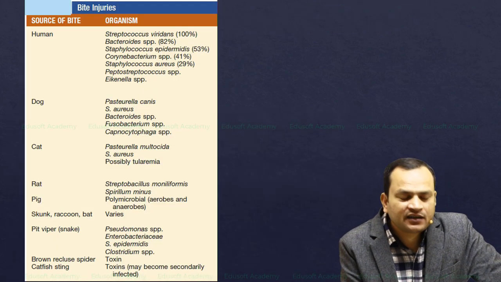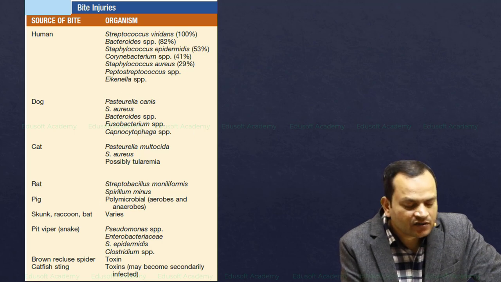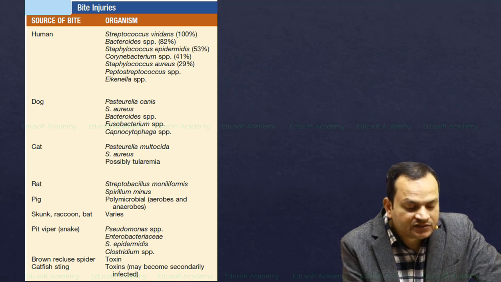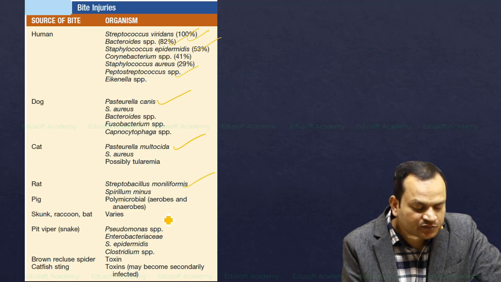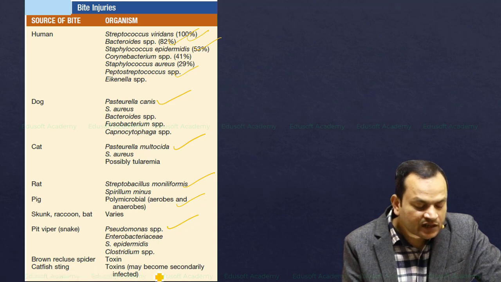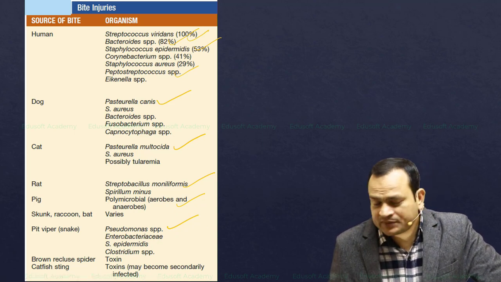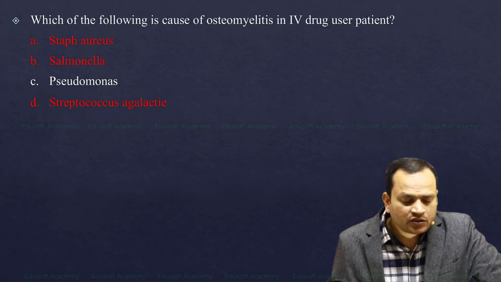So, this is a table showing the list of organisms that can happen with bite injuries. These are also most commonly asked questions in the MCQs. In case of human bite, it is usually Streptococcus viridans, bacteroides, Staph epidermidis. In case of dog, Pasteurella canis, cat, Pasteurella multocida, rat, Streptobacillus moniliformis, pig, it is polymicrobial, pit viper, again it's Pseudomonas. So this chart also needs to be remembered. So osteomyelitis in case of IV drug user is Pseudomonas.